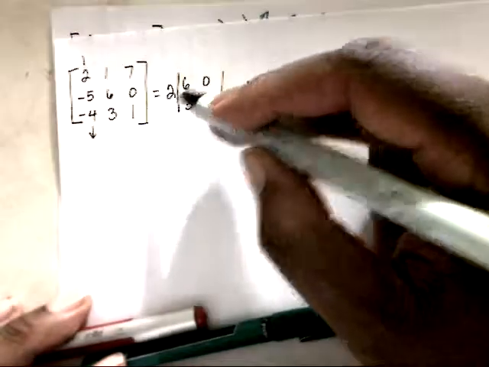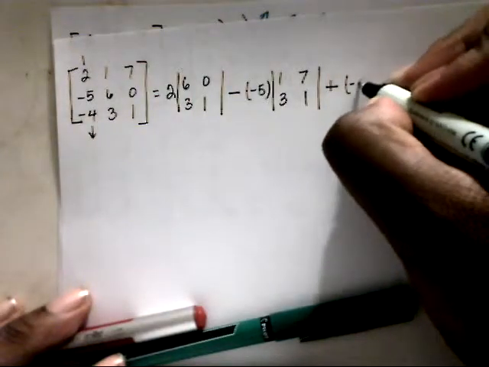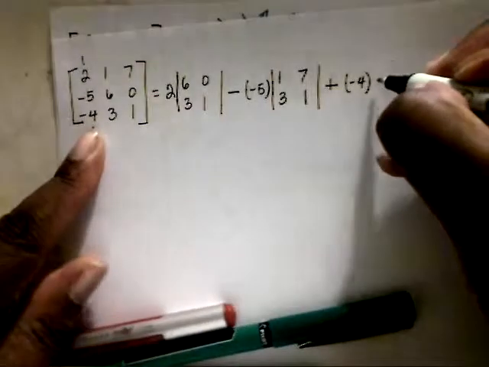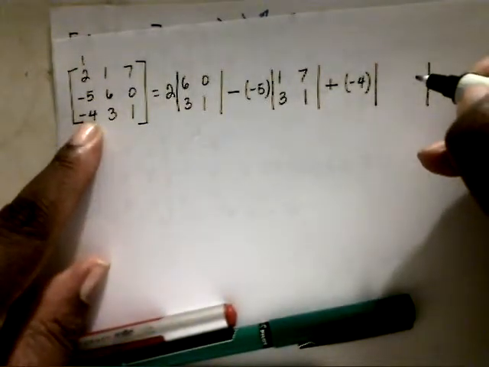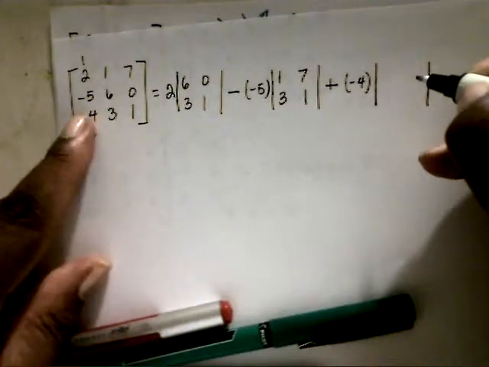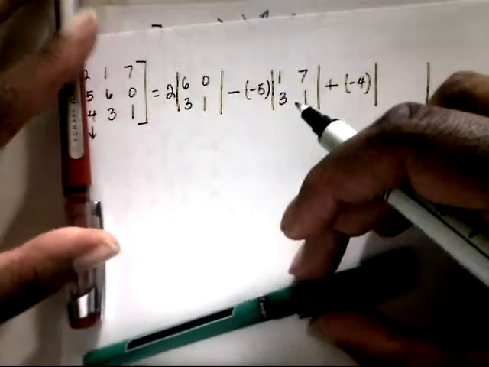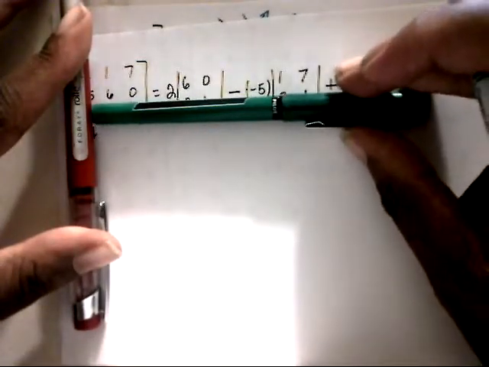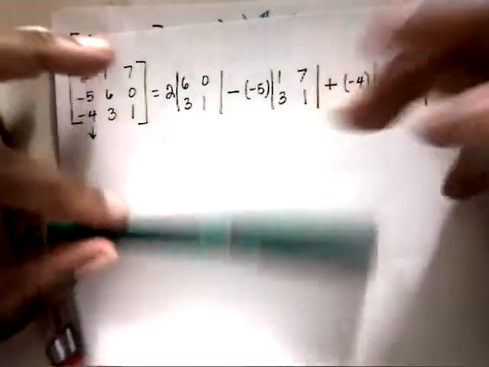And then if this is plus, this is minus, this will have to be plus. And then the -4, that goes on the outside of my 2 by 2 matrix. -4 is in the third row, first column. So eliminate the first column, eliminate the third row. Look what you got, 1, 7, 6, 0. That goes here.